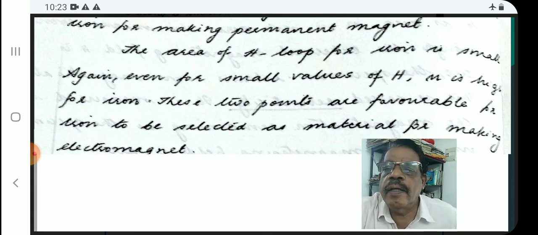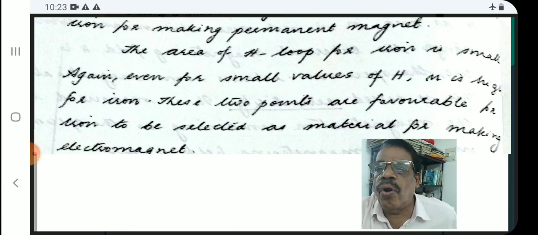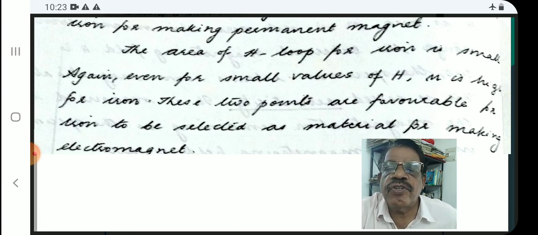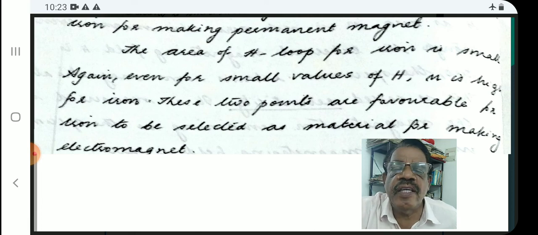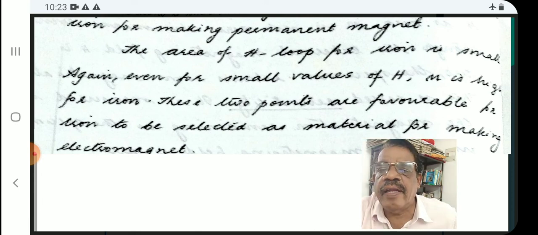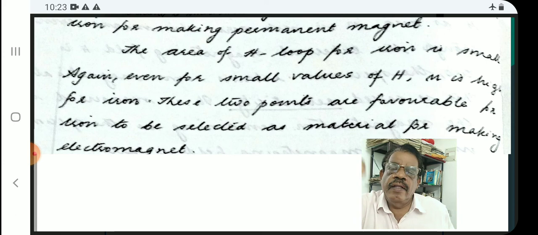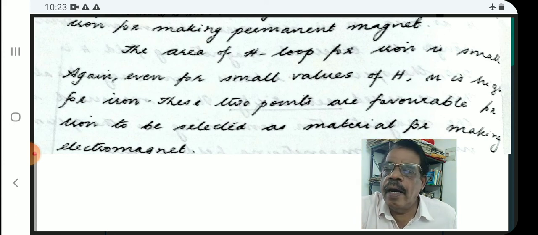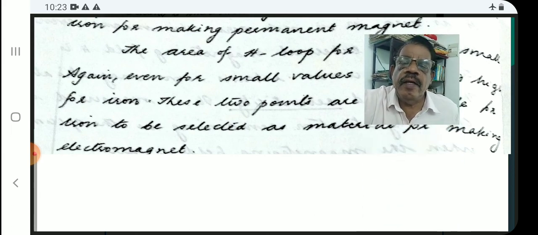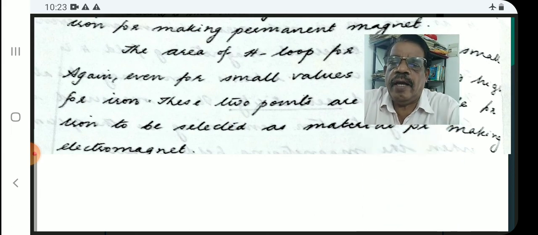One, the area of the MH loop for iron is small. Again, even for small values of H, M is large for iron. These two points are the reason for using iron to make electromagnets.